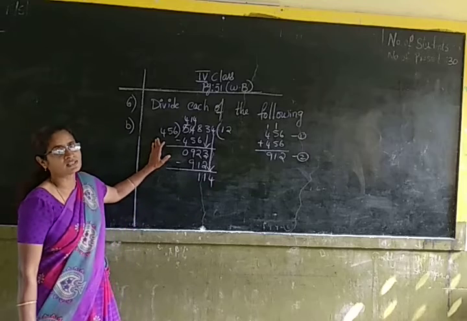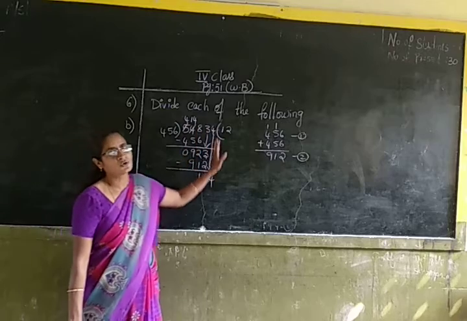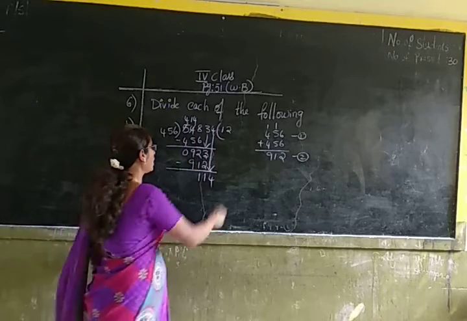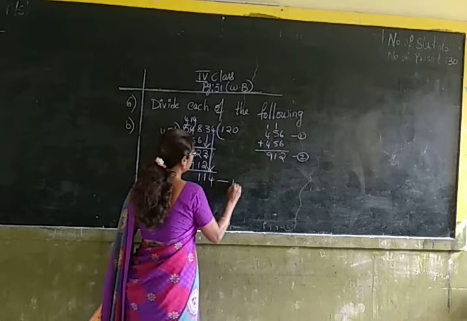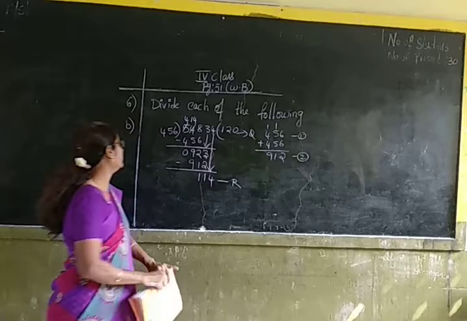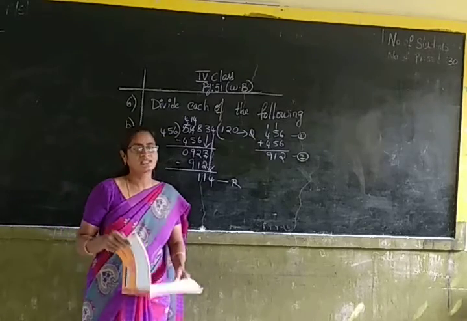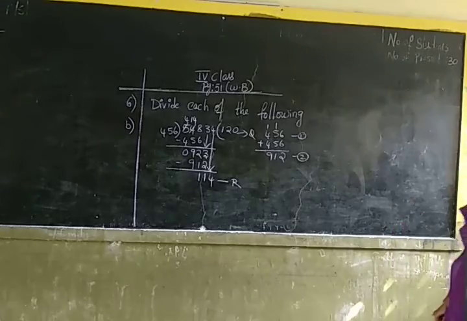114 is smaller than the divisor, which is 456. There are no more numbers to bring down. So you have to put 0 in the quotient. So 114 is the remainder and 120 is the quotient. You do the C sum for homework.